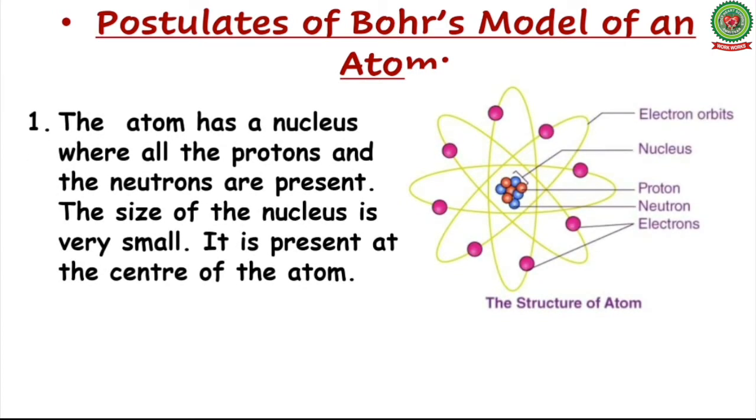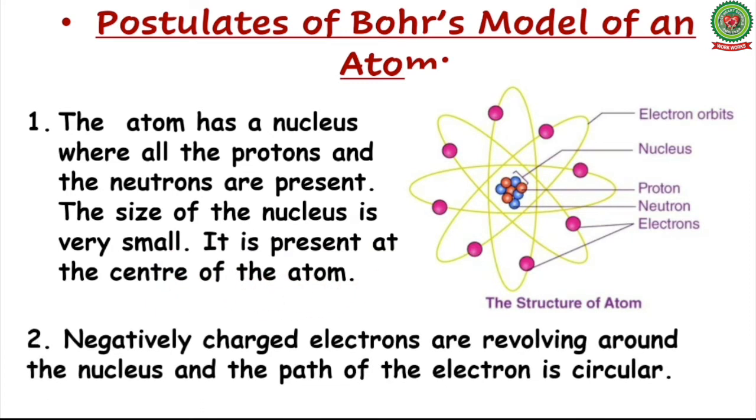The first postulate is the atom has a nucleus where all the protons and the neutrons are present. So there is a nucleus of the atom where protons and neutrons are present. The size of the nucleus is very small. It is present at the center of the atom.